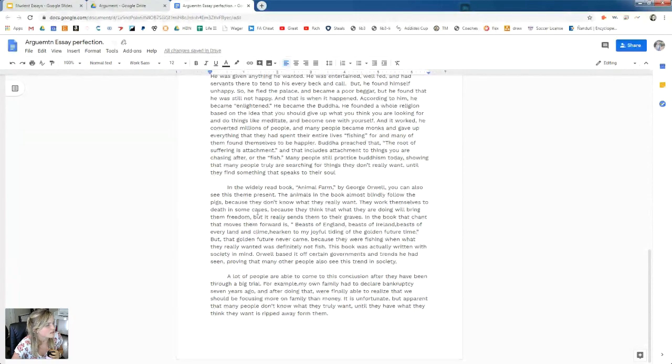In the book, the song that moves forward is "Beasts of England, beasts of Ireland, beasts of every land and clime, hearken to my joyful tidings of the golden future time." But that golden future time never came because they were fishing when what they really wanted was definitely not fish. This book was actually written with a society in mind. Orwell based it off certain governments and trends he had seen, proving that many other people also see this trend in society. So that was my literary example.